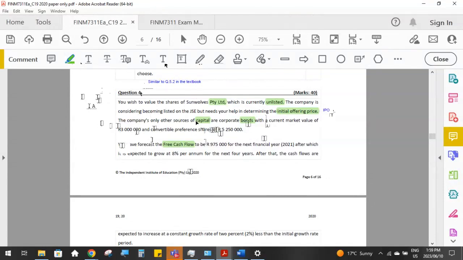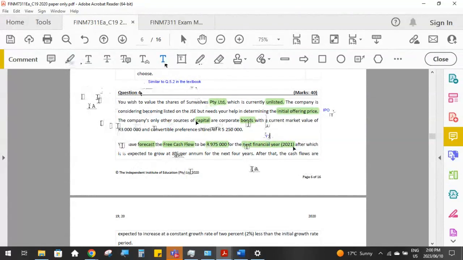Remember, that's where we take EBIT and we make some adjustments to EBIT, and then we say, okay, so this is the amount of free cash flow that the company is generating through their operations on an annual basis. So in the next financial year, which is going to, in this case, be 2021, so the year that has not yet taken place, they forecast, so that's predict, that the free cash flow will be 975,000. So that is like saying the cash flow for year one will be 975,000.